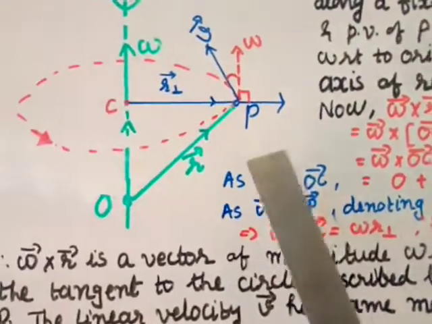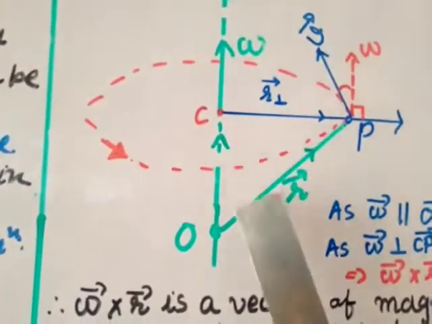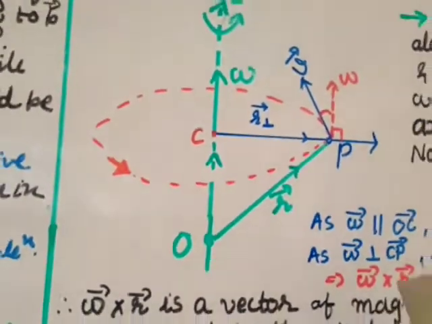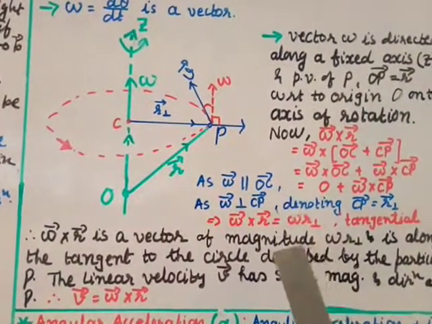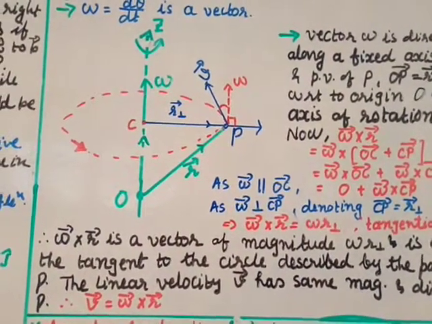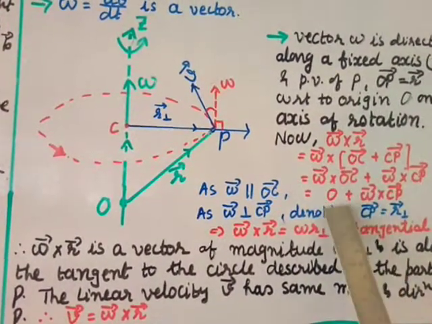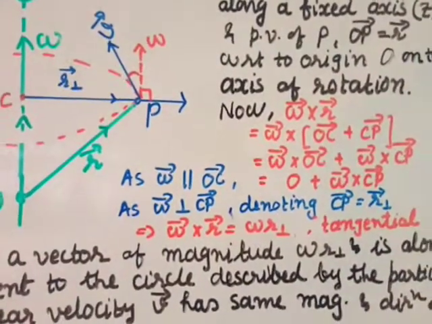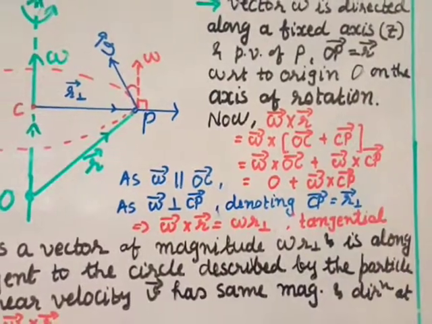Now you can see that OC is in this direction, and omega also is in this direction. That means they are parallel. If they are parallel, the angle between them is 0, and sine 0 is 0. So we can say that omega cross OC will be 0, because they are parallel. Plus omega cross CP as it is.